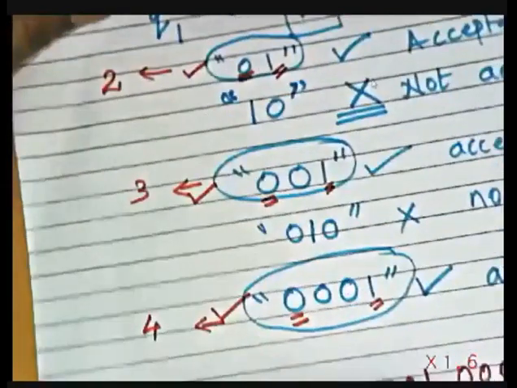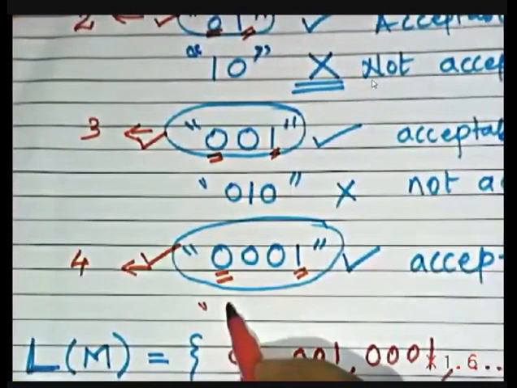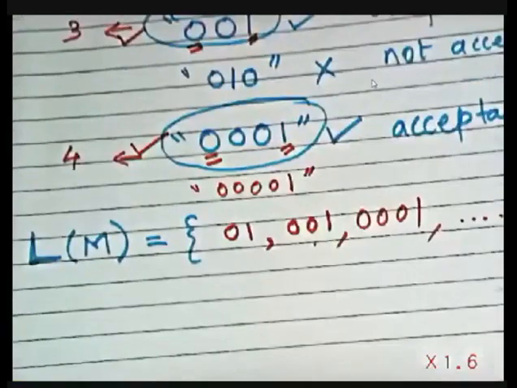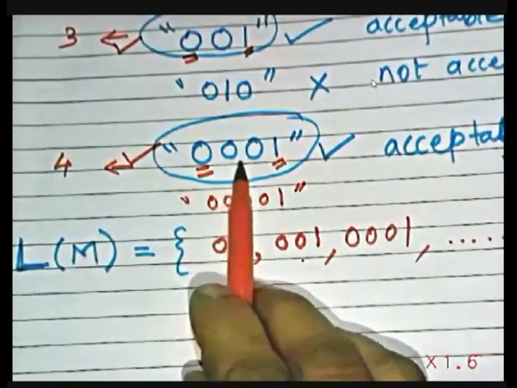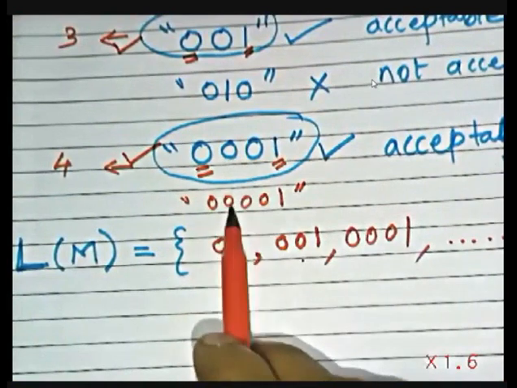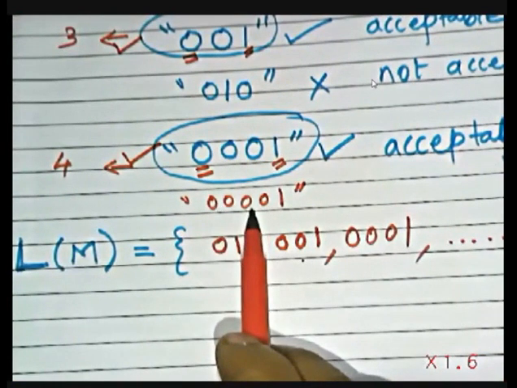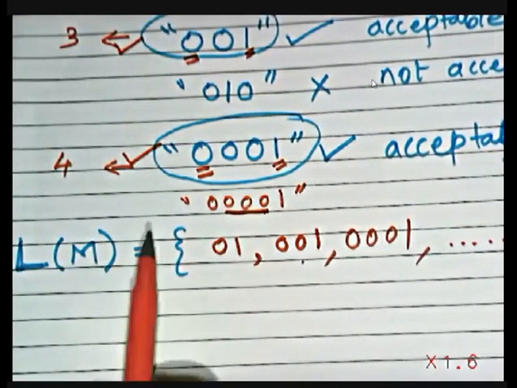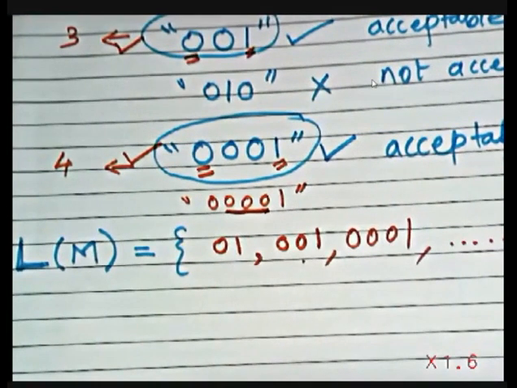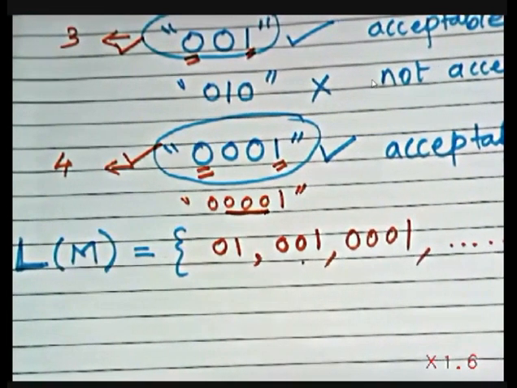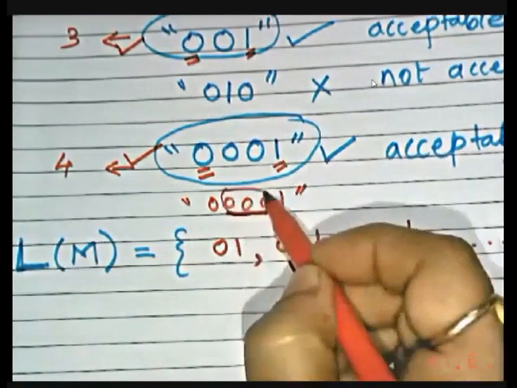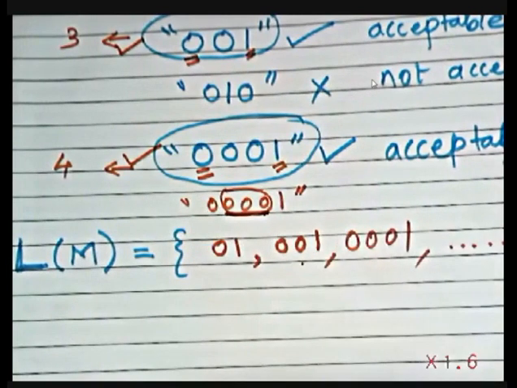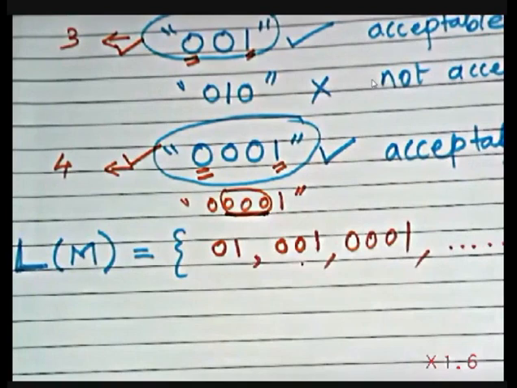Now, may I ask you one more question: whether string 0 0 0 0 1 will be acceptable? Here there were 2 zeros in between, and here you are having 3 zeros in between. So if I change the number of zeros in between 0 and 1, my string will still be acceptable. So I can have any number of zeros in the center, where it is necessary that my starting should be 0 and my ending should be 1, right?